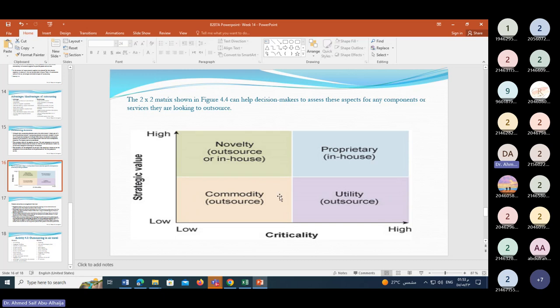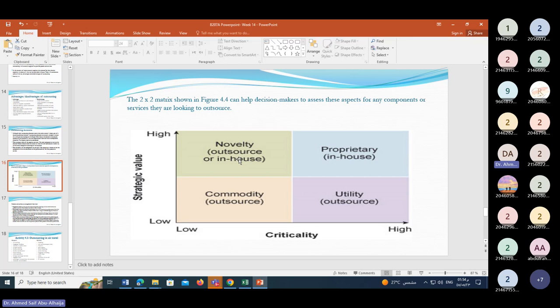But the last decision is about novelty, okay? Novelty means what? It's high in terms of strategic value, so it contributes to the competitive advantage. Oh my God, it's dangerous now, right? But it's not affecting the performance of the product. In that kind of product, you have the choice. You can do it by yourself and you can depend on others. I prefer that you do it by yourself. But also, if other companies can do it better than you or in a more efficient way, you can also depend on them. So the decision here is yours.